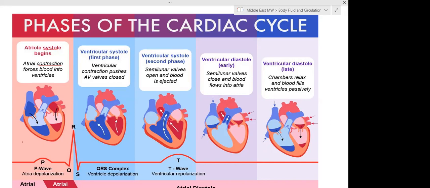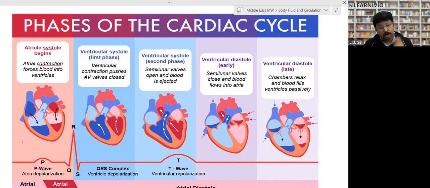Yes, sir. We also call it atrial depolarization. Atrial contraction is also called atrial depolarization. And then in that machine, the P wave will form. Next wave is QRS, also called the QRS complex. It takes place in two phases, first phase and second phase. This is ventricular systole, which means now the ventricle will contract. Due to ventricular contraction, the tricuspid and bicuspid valves will close down.